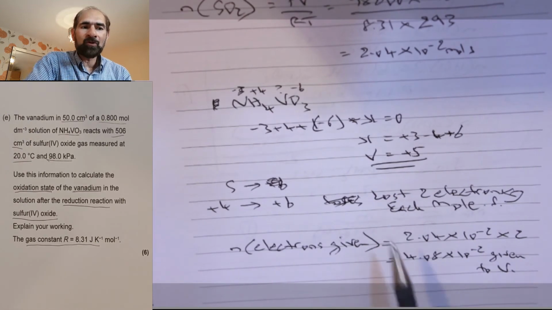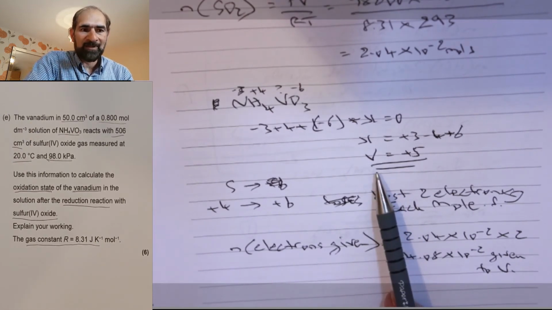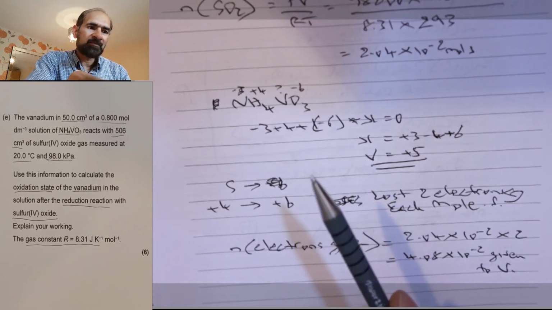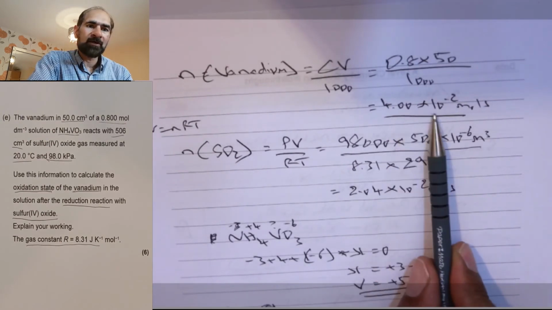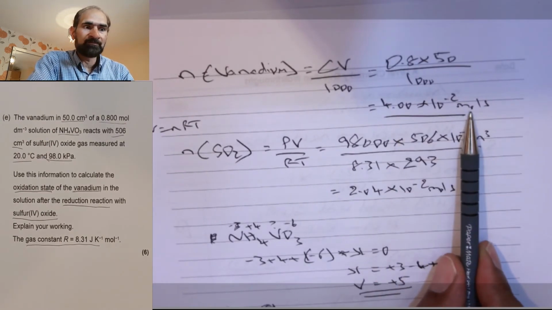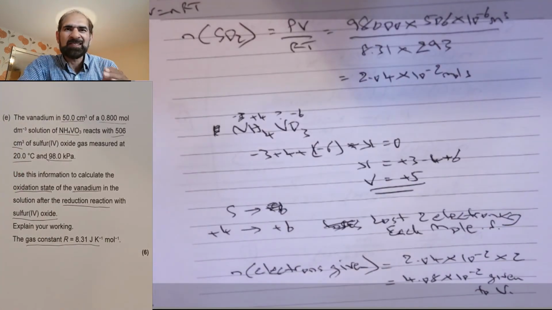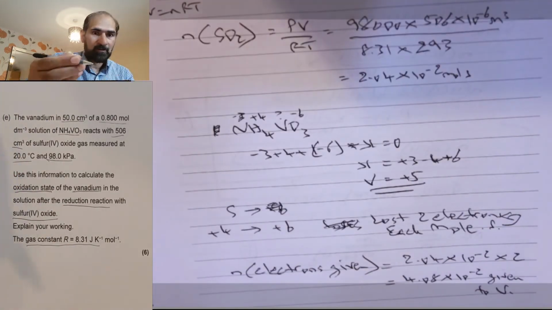But how many moles of vanadium did I have in the first place? Going right back to our first question, I had 4.00 times 10 to the minus 2 moles of vanadium. Okay, so how many electrons does each mole of vanadium take? So that's what I've got to work out.